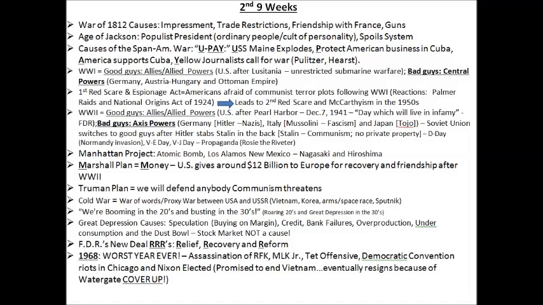That brings us to World War II. The good guys are still called the Allies or the Allied powers. These are all allies of the United States. And the United States gets involved after Pearl Harbor. Again, you want us to get involved, mess with our boats. In this case, a lot of our boats. This happens on December 7th, 1941.